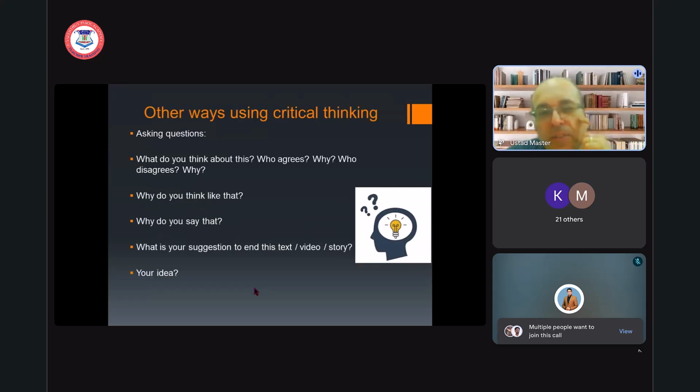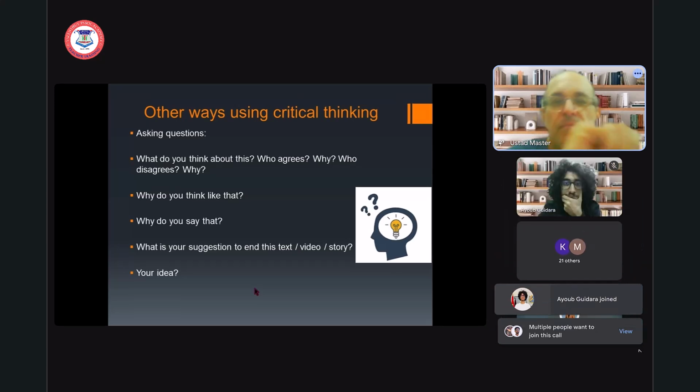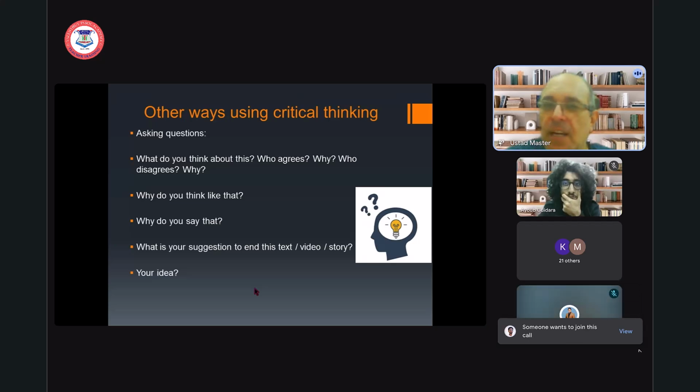Now, here are some questions for using critical thinking or making critical thinking tasks go really well. Okay, so here it is. What do you think about this? I turn to the class and say, who agrees with this idea? And why do you say that? Does anybody disagree with this? Why do you disagree? And then, why do you think like that? And why do you say that? And then, for example, remember the starter topic, a short video or a text or a story. For example, what is your suggestion to end this text, a reading text or listening work? So, how do you end the text or the video or the story?